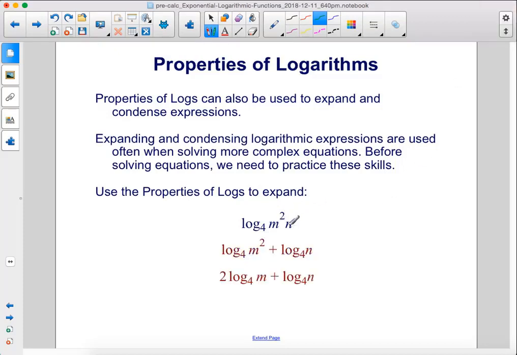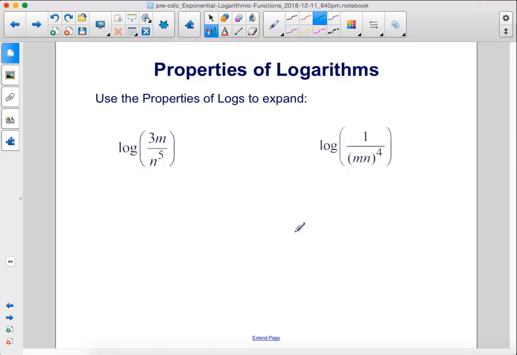Because we have m times n, we can separate those into two separate terms, log base 4 of m squared plus log base 4 of n. Then this exponent can be brought out front so that we have 2 times log base 4 of m plus log base 4 of n.